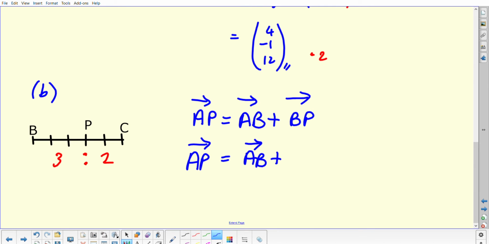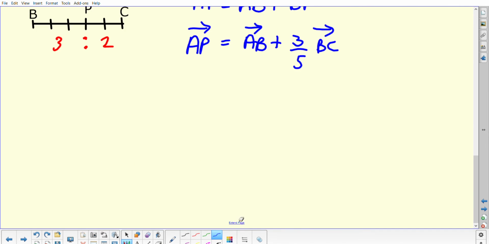But the B to P is where this diagram here needs to come in. And what you need to see is that B to P will be 3/5 of the way along the line B to C. So to go B to P, you're going 3 bits out of a total of 5 all the way from B to C. Now we're ready to deal with the components.